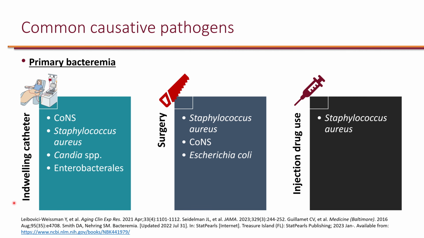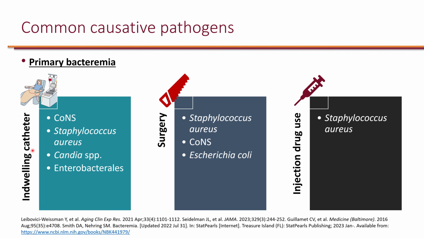Let's take a look at common causes of primary bacteremia. Primary bacteremia is essentially bacteremia that's not secondary to other infections. For example, people with an indwelling catheter can have bacteremia, so bacteria can find their way into the bloodstream through the catheter. It can happen through surgery, where bacteria could be introduced into the bloodstream, and of course people who inject drugs can introduce bacteria into the bloodstream.